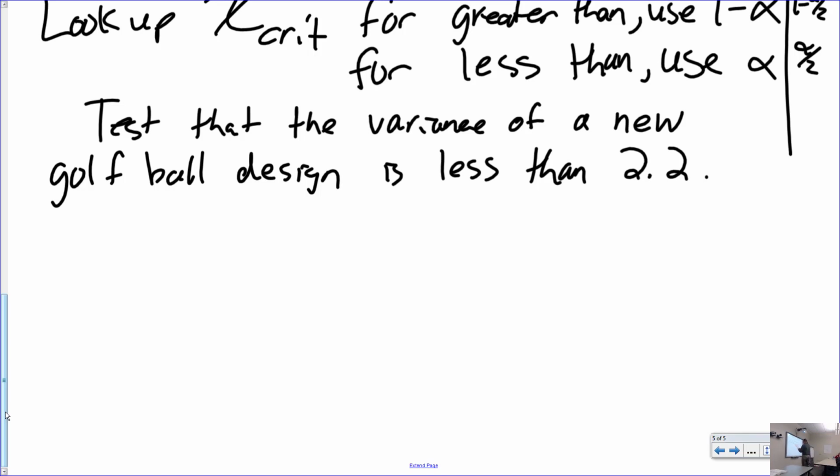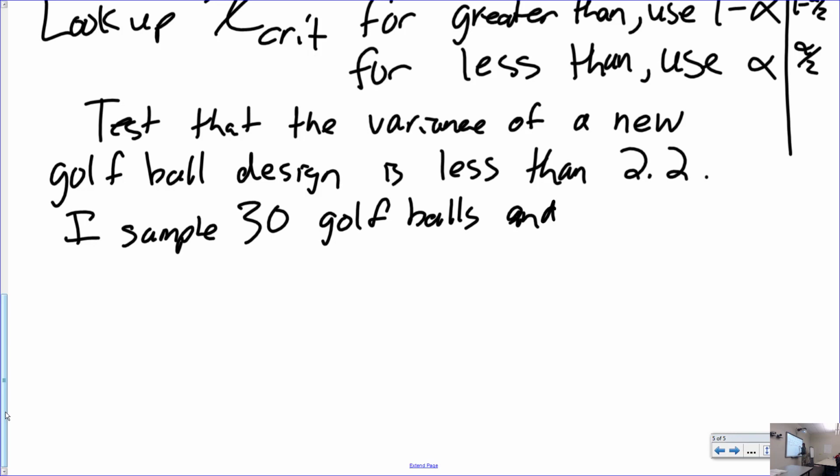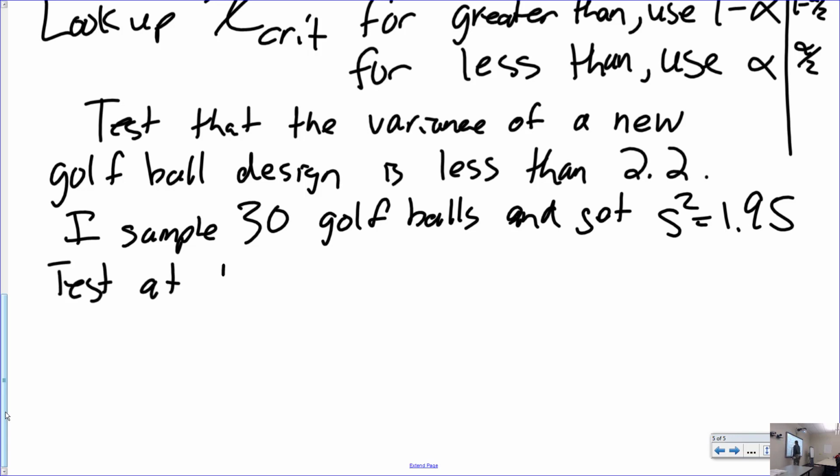All right, so let's suppose that I sample 30 golf balls and get a variance of 1.95. And I want you to test at the 0.05 significance.